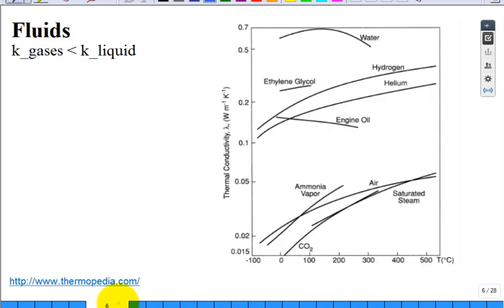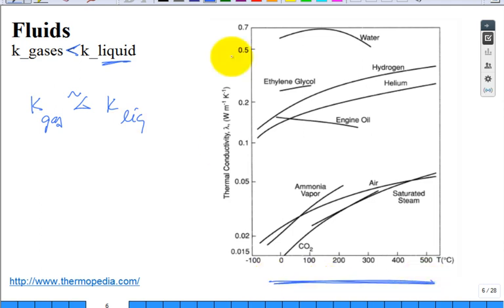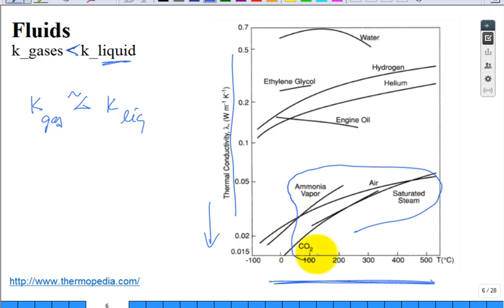Fluids. Not all gases have lower thermal conductivity than all liquids, but in general, the thermal conductivity of a gas is lower than the thermal conductivity of a liquid. So here's a plot. It's a function of temperature. It has thermal conductivity. At the low end, what do we have? Steam, air, ammonia vapor, carbon dioxide. Those are all gases, aren't they?